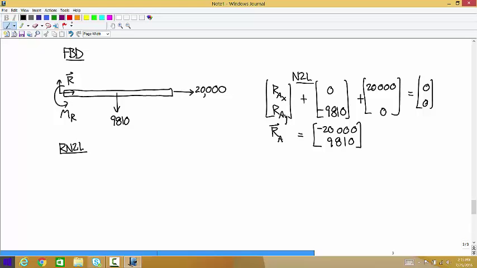The moment equation, let's calculate all this about the left endpoint. There's no moment produced by R, but we do add the MR. Then the 9810, what's its moment arm? 0.5. And is that positive or negative? Negative. And then is there a moment produced by the 20,000? Nope. So MR is equal to 4905.